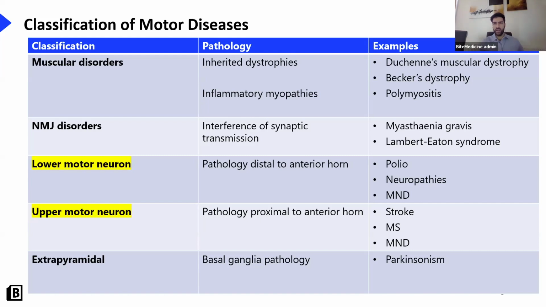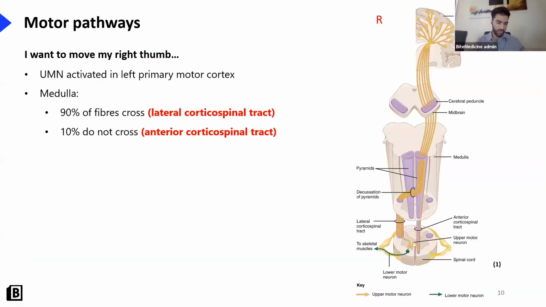Okay, so I always found all the neuroanatomical pathways a bit confusing, so I want to just really simplify it. Let's say I want to move my right thumb, what's going to happen? The upper motor neuron in the left motor cortex is activated because the left motor cortex controls right-sided movement.